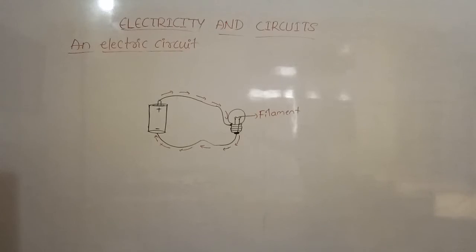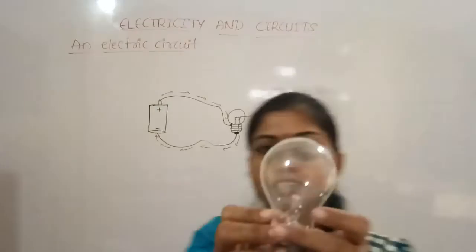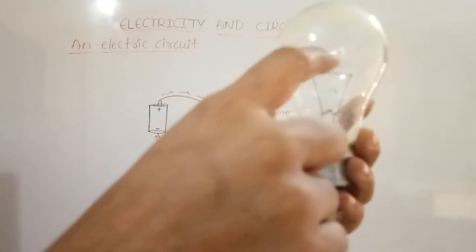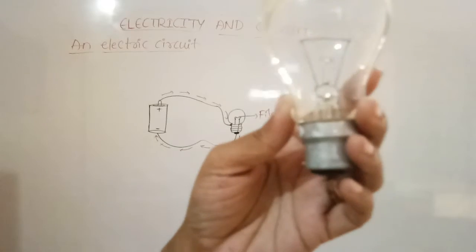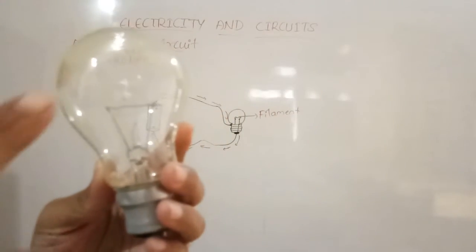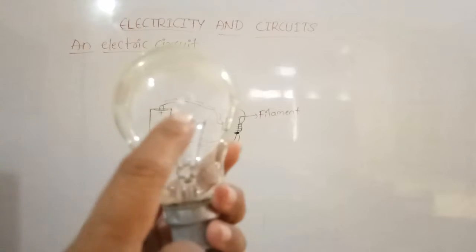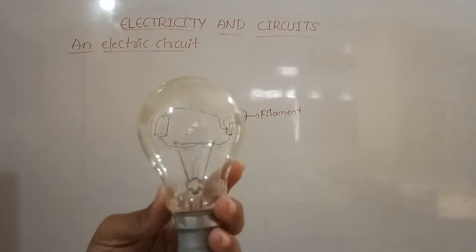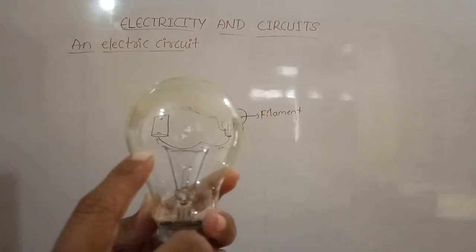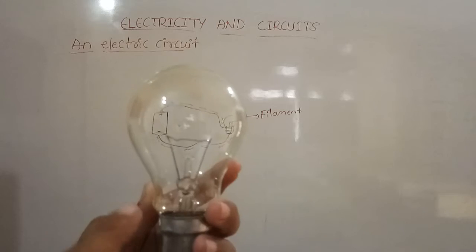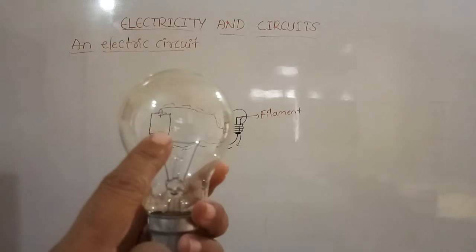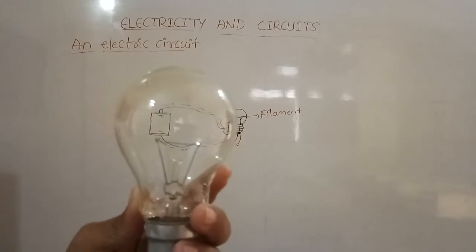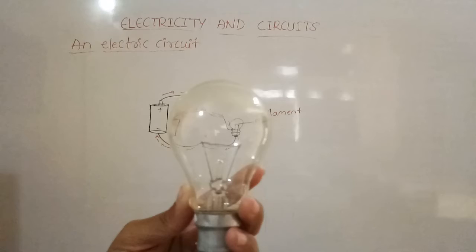So see, this is the bulb. Can you see this clearly? Yes, it is the bulb. Can you see a thin filament in the middle? Yes, you can see the filament inside. This filament is made of tungsten. When electricity is supplied, the filament heats up and glows, so that we get the light.